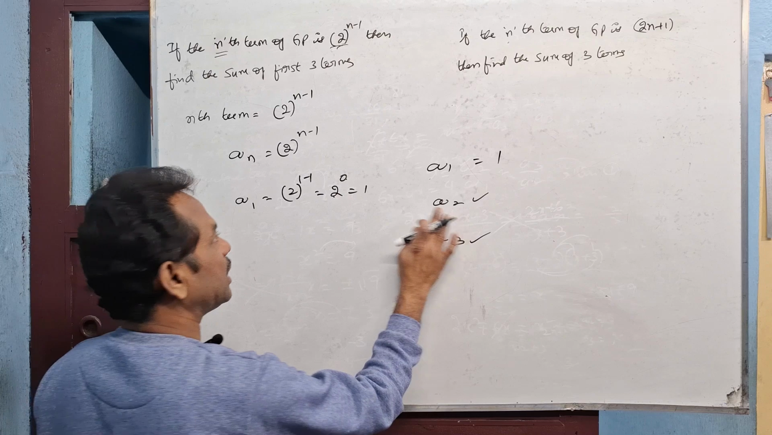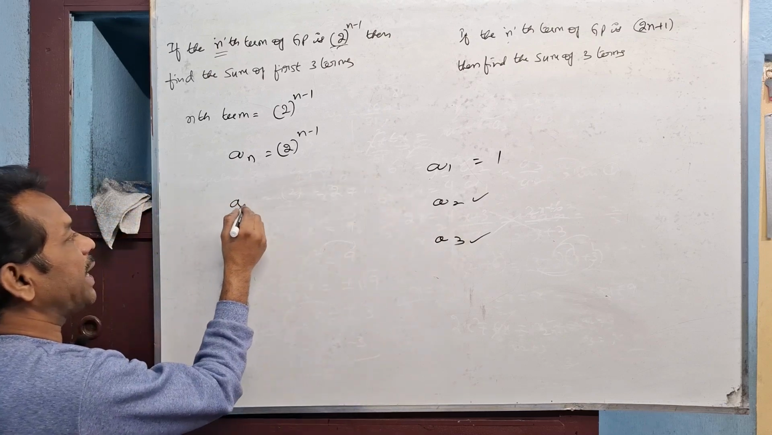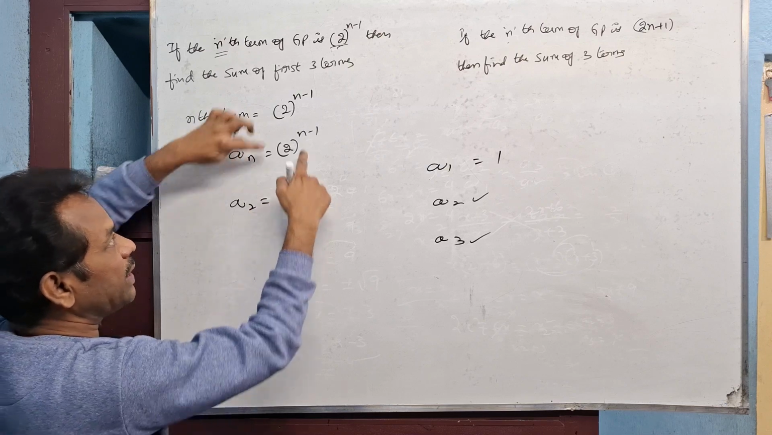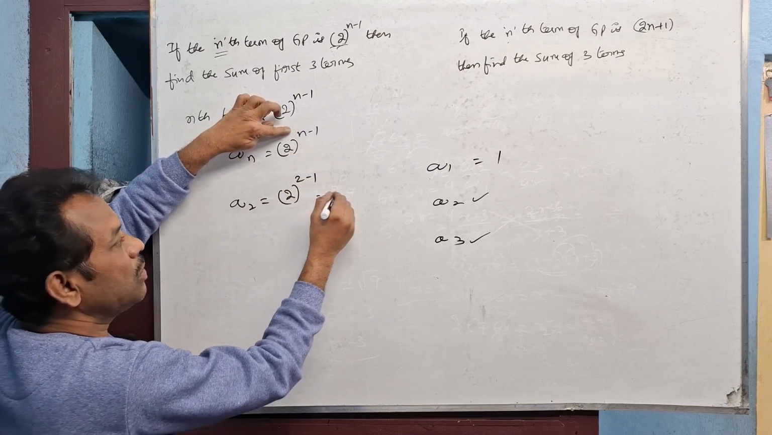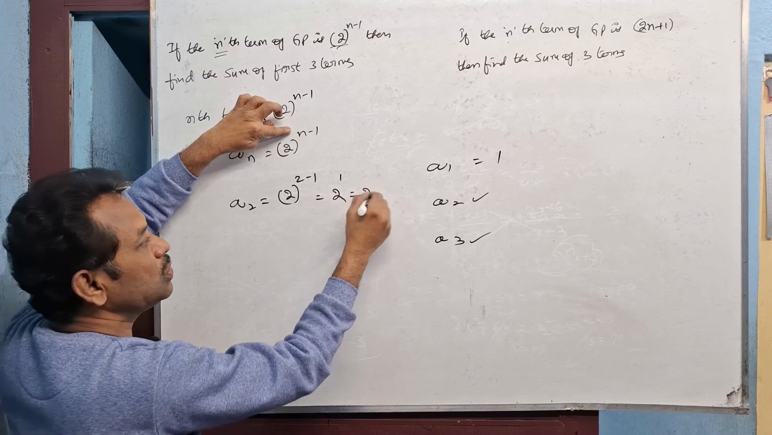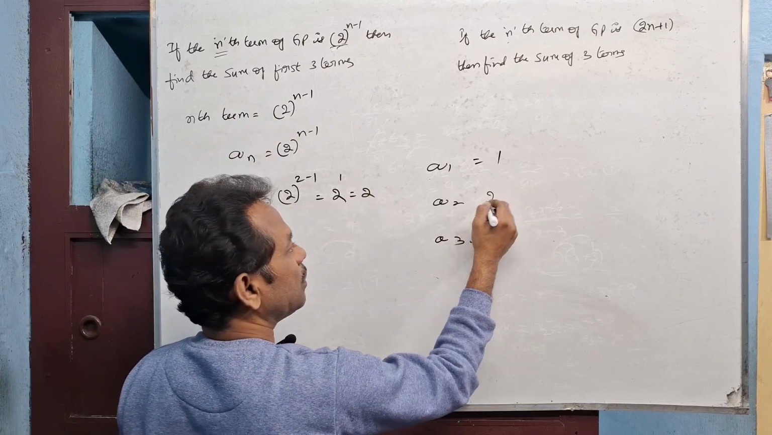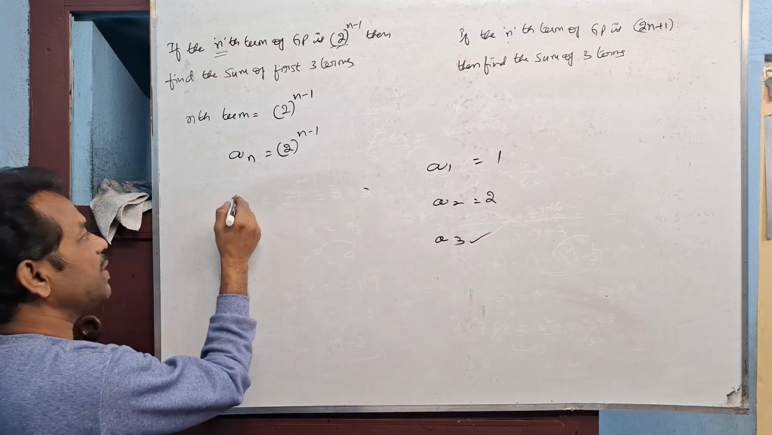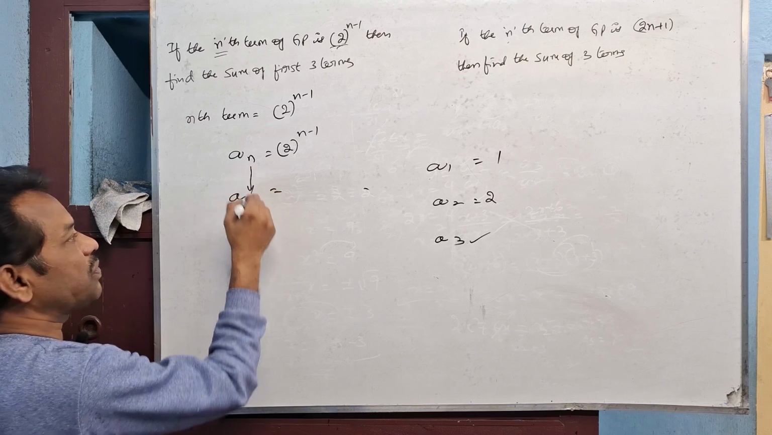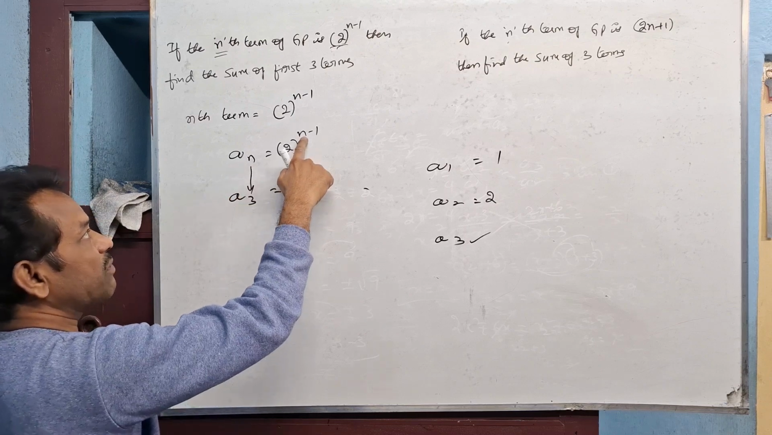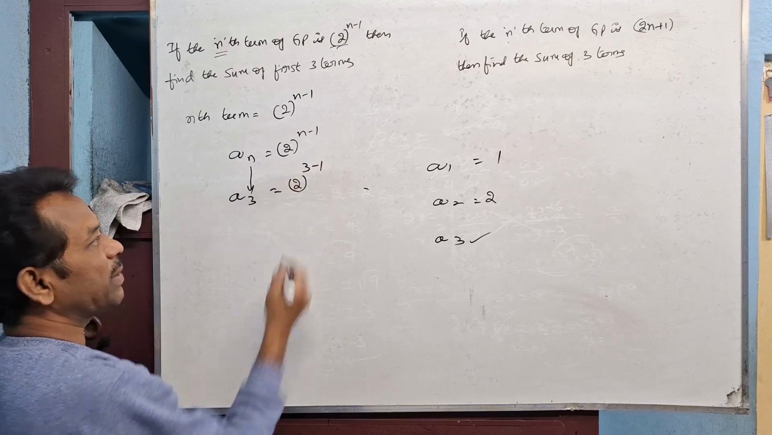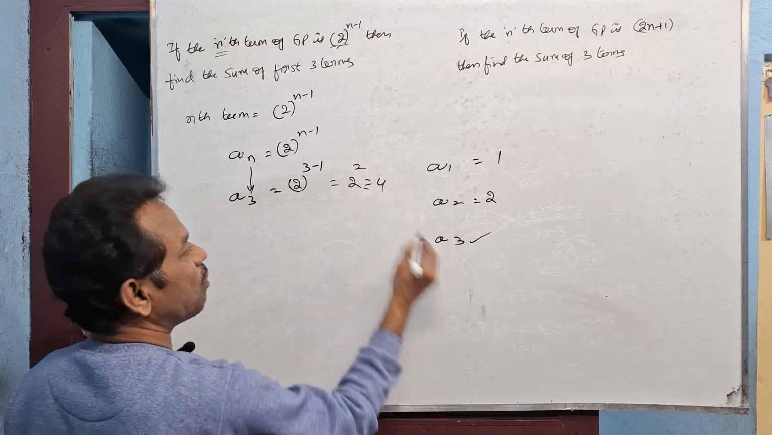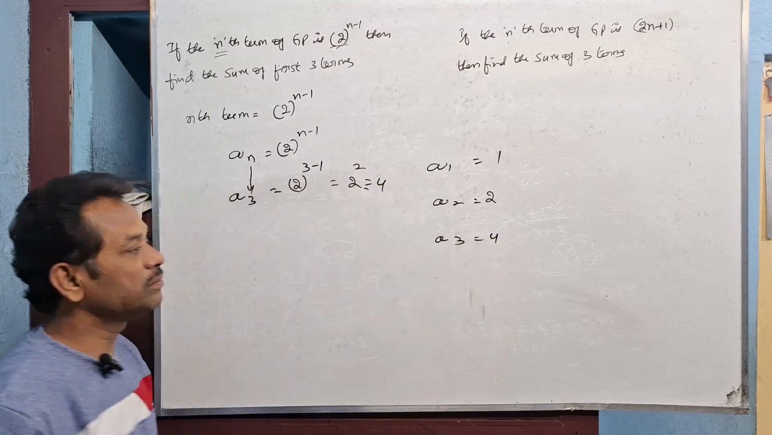Now let us go for the second term. For the second term, let me take a2. a2 equal to, the value of n is now 2. So 2 to the power of n, n value is 2 here. 2 to the power of 2 minus 1 is 2 to the power of 1, that is 2. So our second term is 2. Now we need to find the third term. So the third term is a3 equal to, now the value of n is 3 here. So 2 to the power of, in the place of n, let me take 3. 3 minus 1. So 2 to the power of 3 minus 1 is 2 squared, which is 4. Here we got a3 as 4.